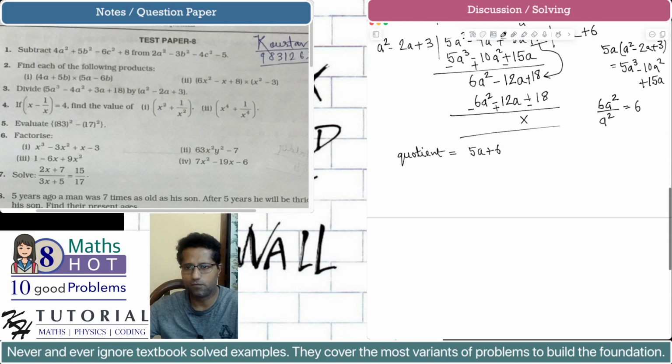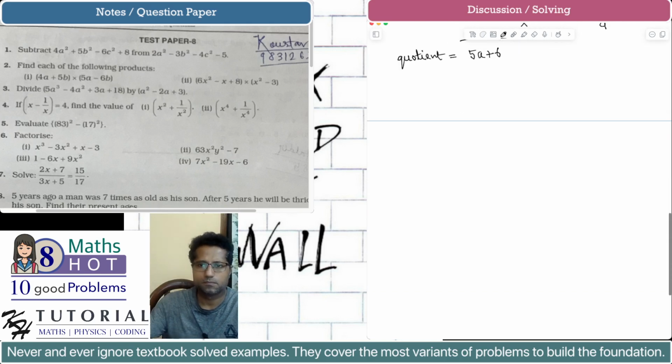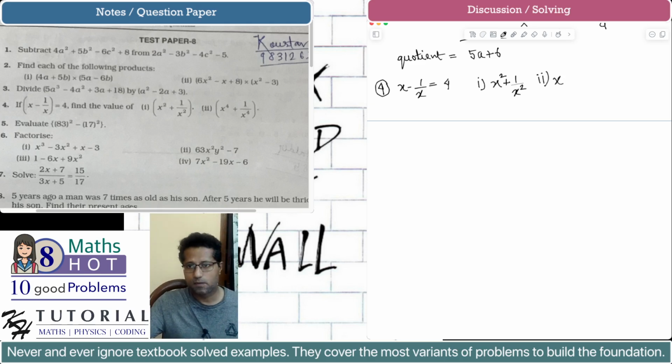Let's do problem number 4. It is given x minus 1 by x is equal to 4. Then we have to find, part 1, the value of x square plus 1 by x square, and part 2, the value of x to the power 4 plus 1 by x to the power 4.